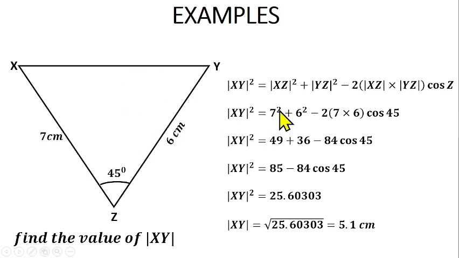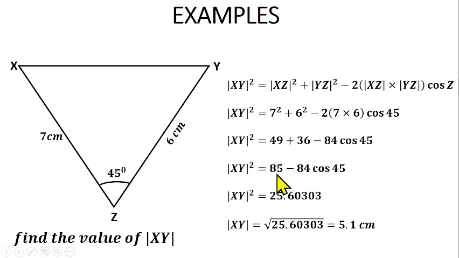If you substitute our values here, we have XY squared equals, XZ is 7, so 7 squared plus 6 squared minus 2 into 7 times 6. YZ is 6, cos Z, and this angle here is 45, so we have cos 45. From there, simplify further. 7 squared is 49, 6 squared is 36. 2 times 7 times 6 gives us 84 cos 45. From there, 49 plus 36 gives us 85 minus 84 cos 45.